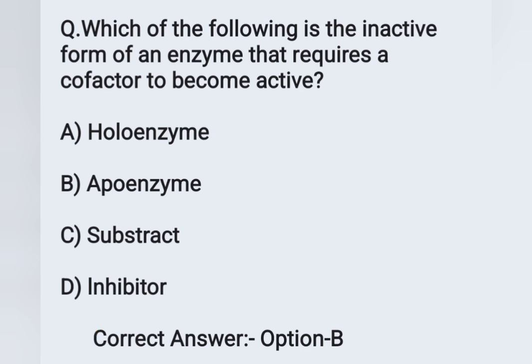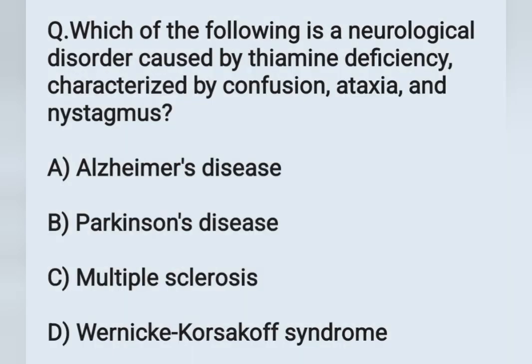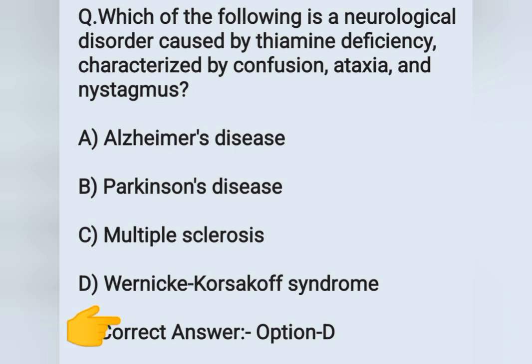Okay. And the next question is which of the following is a neurological disorder caused by thiamine deficiency characterized by confusion, ataxia and nystagmus? Options: option A Alzheimer's disease, option B Parkinson's disease, option C multiple sclerosis, and option D Wernicke-Korsakoff syndrome. Our question is a neurological disorder which occurs due to the deficiency of thiamine. Thiamine is vitamin B1 and its main features, confusion, ataxia and nystagmus, are mainly seen in case of Wernicke-Korsakoff syndrome. Option D is the correct answer.